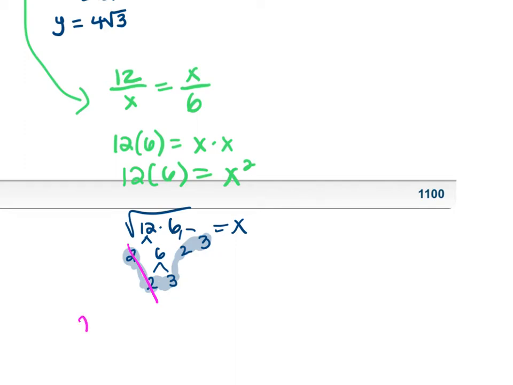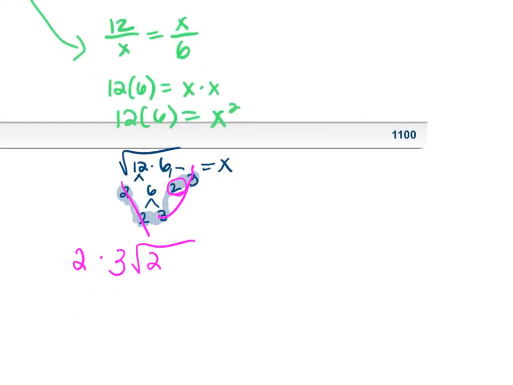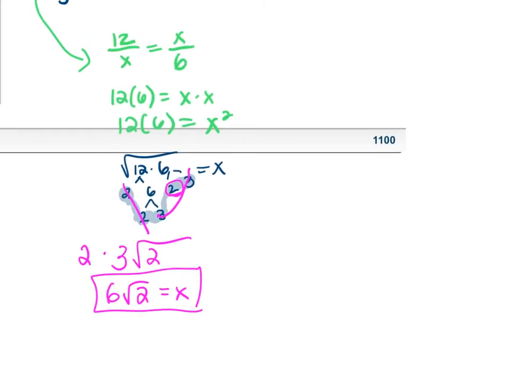These two mean I'm going to bring out 1, 2. I have another 2, but it doesn't have a match, so that's going to stay underneath the radical. And then I have 2 3s, so that 3 comes to the outside. I multiply those together, and I get 6 root 2. That's your x. So 2 skills here. 1 is setting up the proportion and cross multiplying. 2 is the square roots, okay?